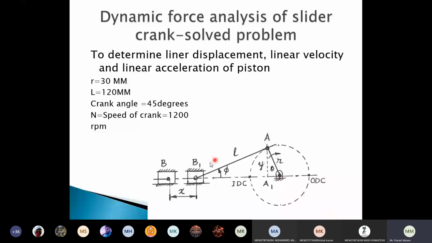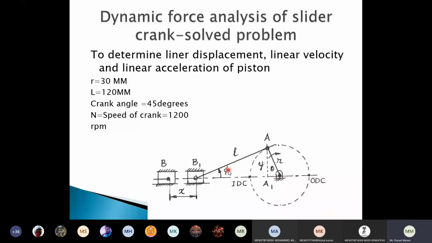So this has two strokes: one is the forward stroke and one is the return stroke. In the forward stroke, the crank starts at the inner dead center. When the piston moves by a length x, the crank moves through 180 degrees and reaches the outer dead center. Similarly, in the return stroke, it moves from the outer dead center to the inner dead center. So for a complete 360 degrees of rotation, the piston moves from inner dead center to outer dead center and back to the inner dead center.